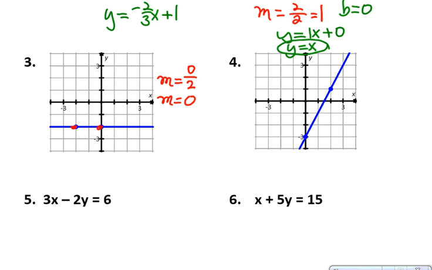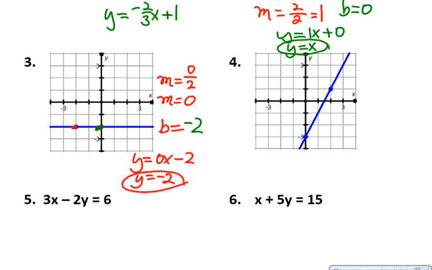Where does it cross the y-axis? It's going to cross the y-axis right here at negative 2. So b is equal to negative 2. So we have y is equal to 0x minus 2. And of course 0x we're not going to write, so that will be y is equal to negative 2.